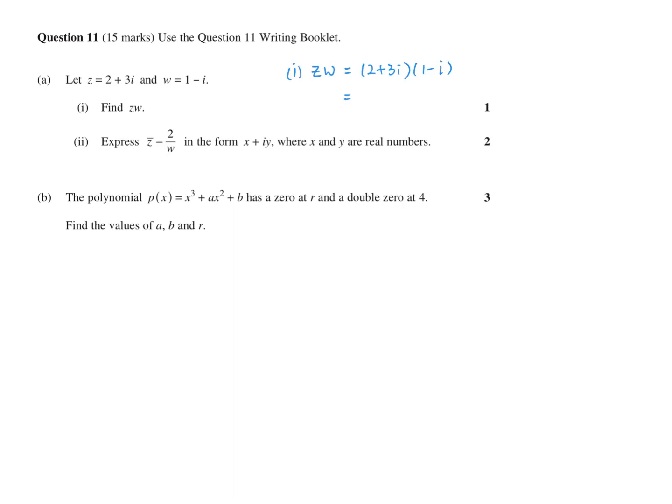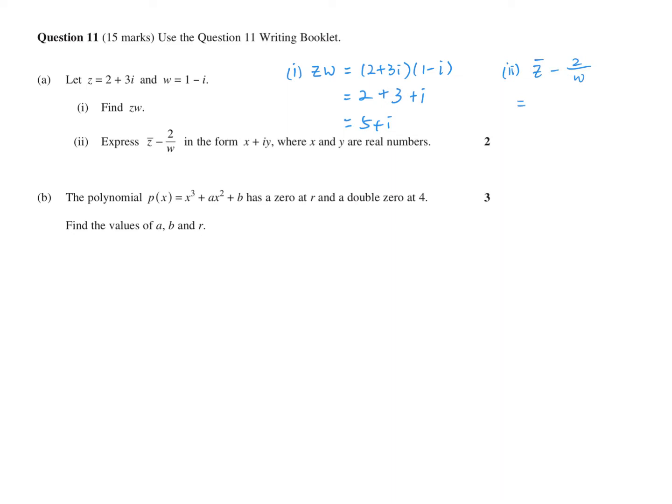Multiplication of complex numbers. Real part multiplied by real part equals 2, and imaginary part 3i multiplied by minus i is 3, because i times i is minus 1, and the minus 1 and this minus become plus. And then the real part multiplied by the imaginary part, we have 2 times minus i is minus 2i, and 3i times 1 is 3i. Minus 2i plus 3i makes it i, and therefore the product is 5 plus i.